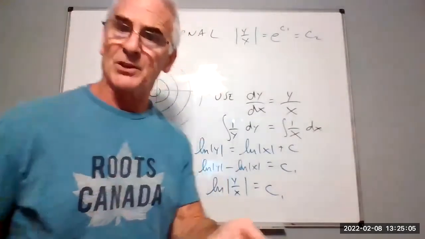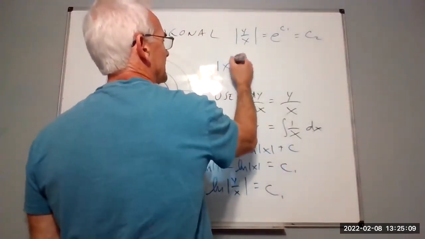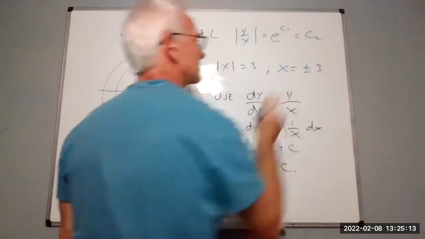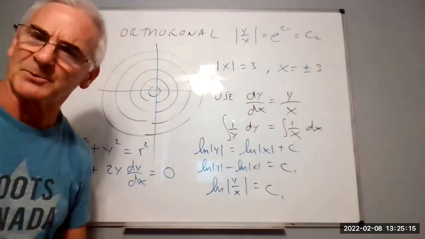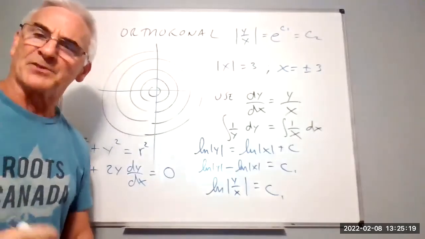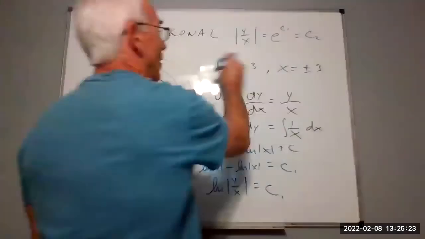Now I'm going to remind you of something you already know. Think baby algebra again. If I said the absolute value of x equals 3, doesn't that mean that x is plus or minus 3? Isn't that something we learned in algebra? If the absolute value is 3, then x could be 3 or negative 3. That's okay. So I want to remove the absolute value.